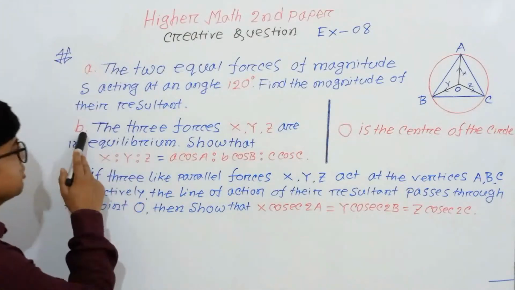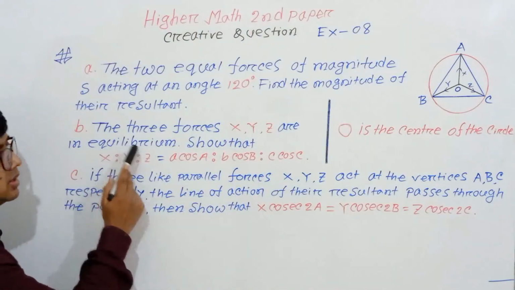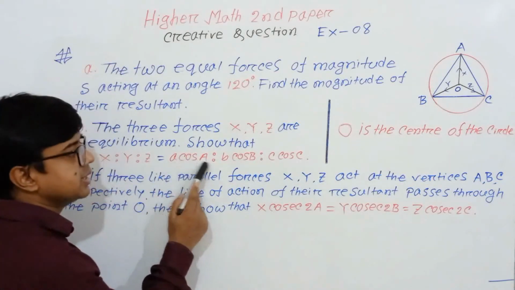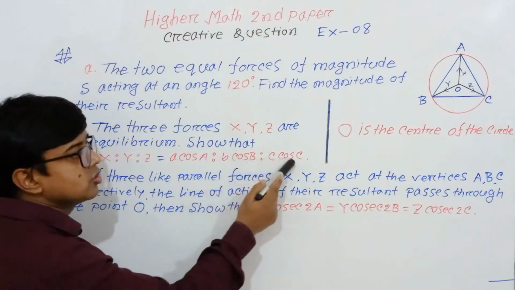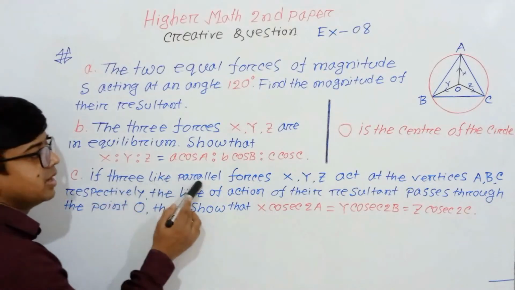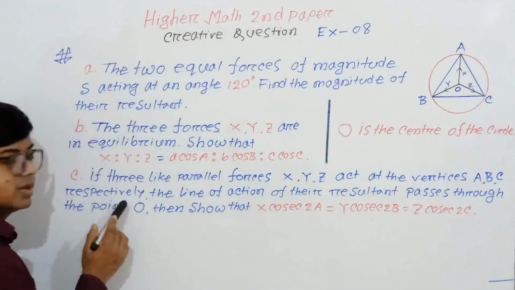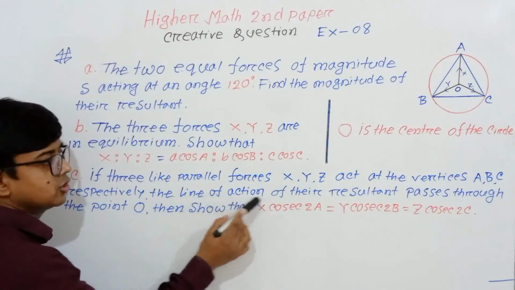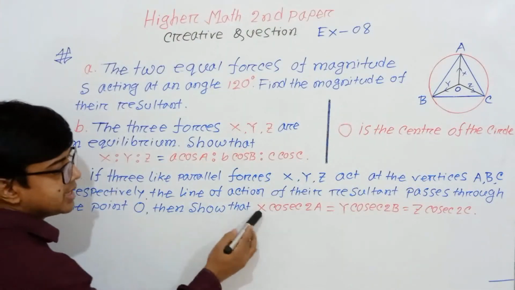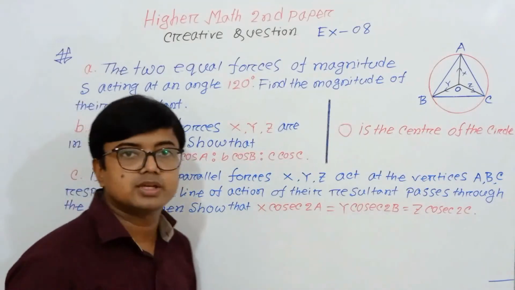And here, question number B: the three forces X, Y, Z are in equilibrium. Show that X : Y : Z equals A cos A : B cos B : C cos C. And question number C is here. If three like parallel forces X, Y, Z act at the vertices A, B, C respectively, the line of action of their resultant passes through the point O. Then show that X cosec 2A equals Y cosec 2B equals Z cosec 2C.